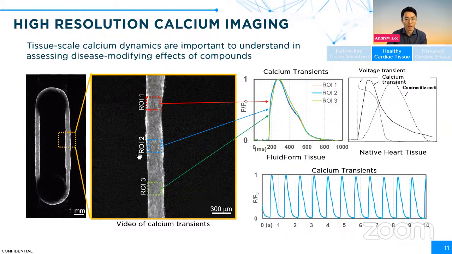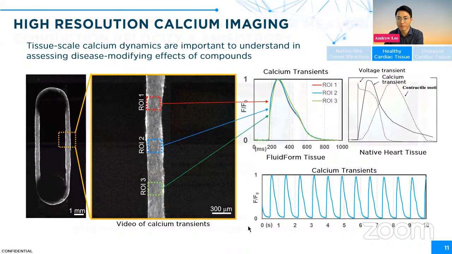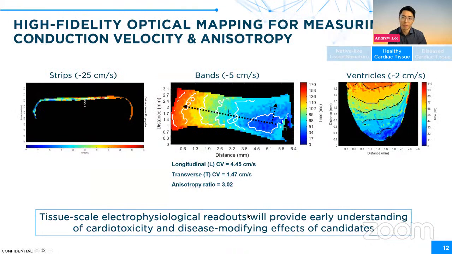Here I'm showing that these tissues are contractile, highly contractile, and then also we can collect very high resolution and high sensitivity information by looking at different regions of this tissue. And then we can also start to build other readouts such as conduction velocity that are critical for understanding cardiotoxicity and disease-modifying effects, right? It goes from tissue strips where we actually have a very high conduction velocity of about 25 centimeters per second. The adult human heart is at about 40 to 50 centimeters per second.